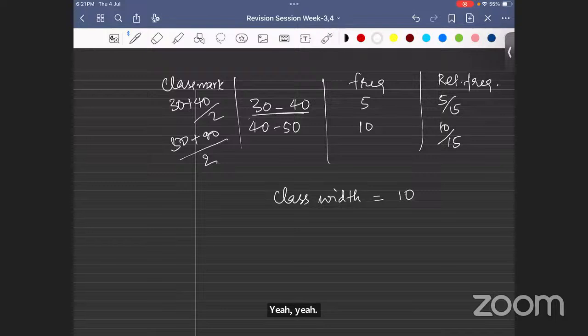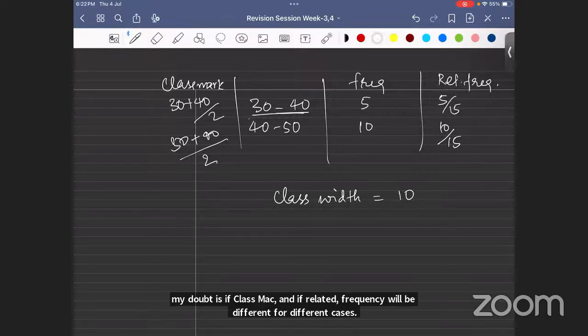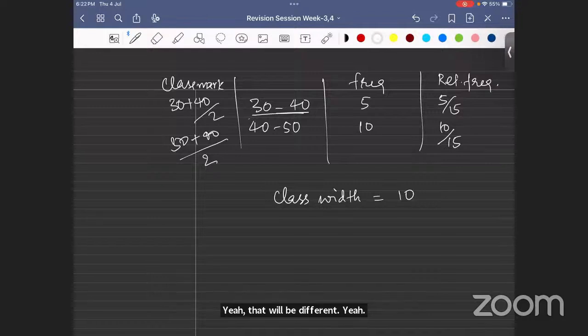Is class width and height of the class the same? Are they both the same or two different terms? No, that won't be the same, right? Sir, my doubt is class mark and relative frequency will be different for different cases. Yeah, that will be different. Class mark is just a midpoint. Yeah, you can say that, the midpoint. Sir, what is the difference between class mark and class width and class height?